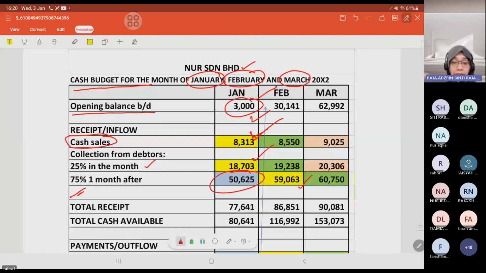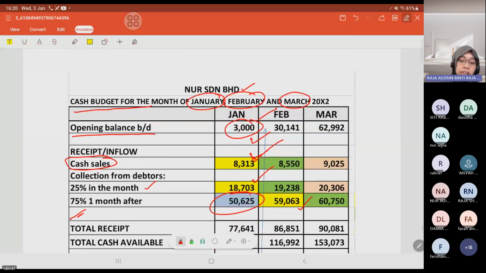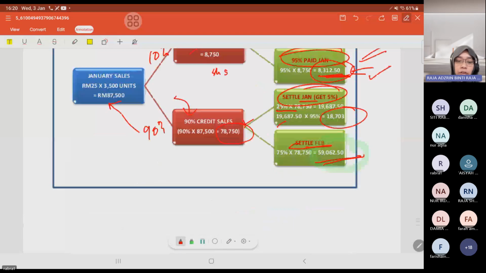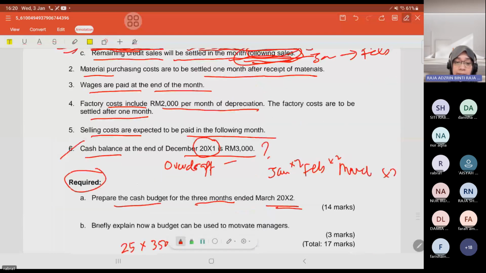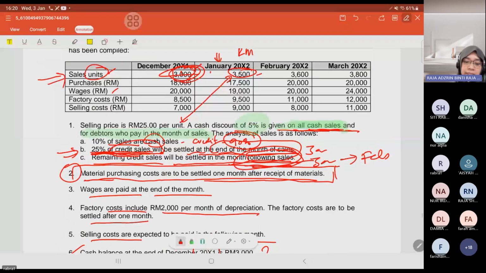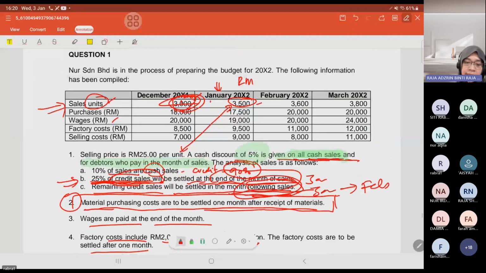Alright, so once you have done that, okay, that is for your sales. Kan? That is for your sales. And then you can move on. Saya tunjuk satu, you tahulah buat yang the remaining. Kemudian you tengok item material purchasing cost are to be settled 1 month after receipt of material. So you tengok purchases pula. So this one is about your purchasing. So you look at your purchases.